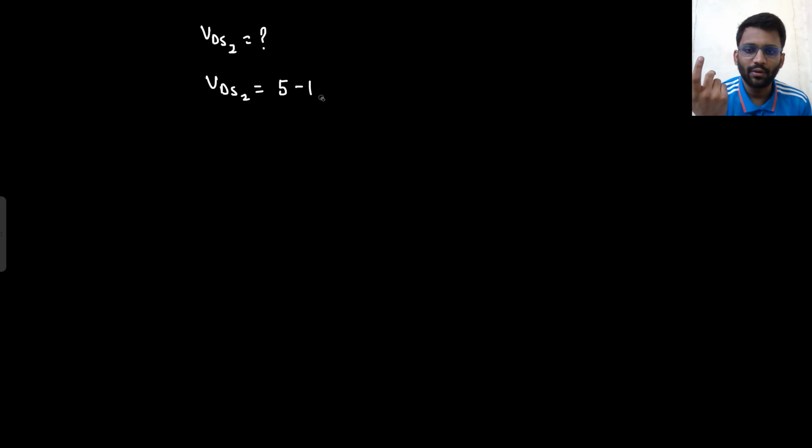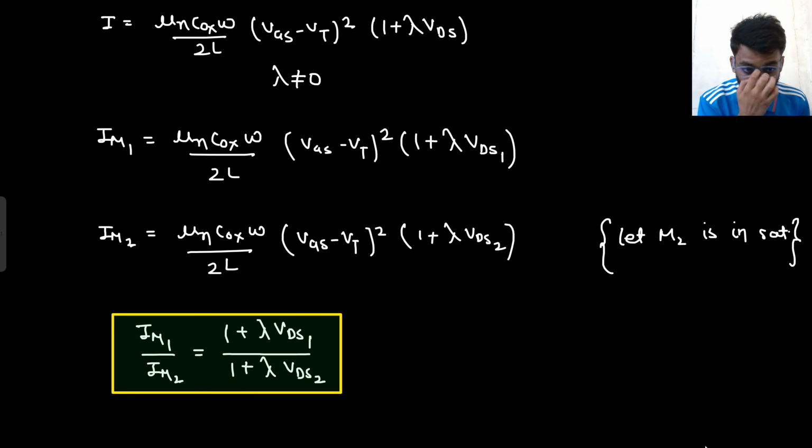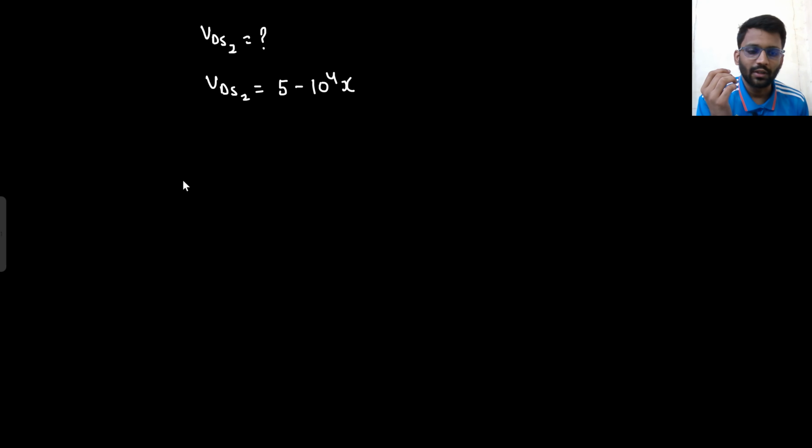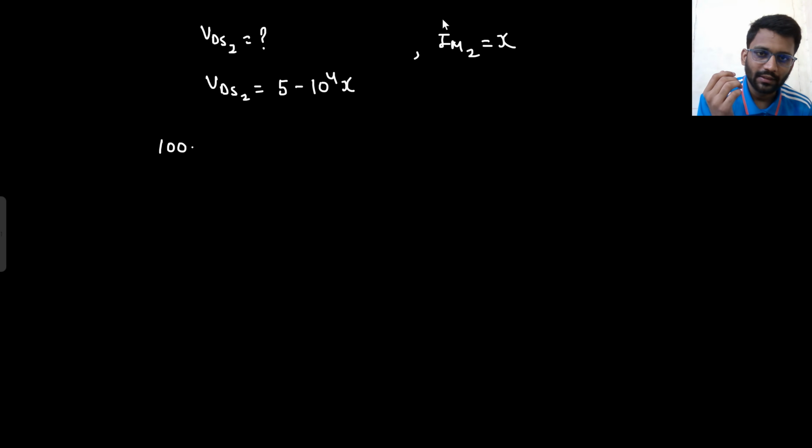So I can briefly write it in this manner: 5 minus 10 to the power 4 into X. That would be VDS2. IM1 value you know already. What is IM1 value? IM1 value is 100 microampere. Now what will be our ratio? 100 microampere, where I have considered IM2 to be equal to X. Let IM2 equal X. So 100 microampere divided by IM2, that is equal to X.